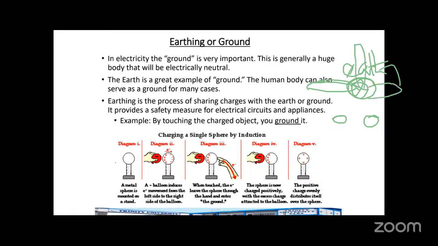If the house does not have a very good earthing facility, the excess voltage will go into our appliances and destroy all the appliances. But if the house has a very good earthing system, it will flow through this path and go straight into the ground, into the earth, and the appliances will be protected. So that is why it's very important that our houses are properly earthed.